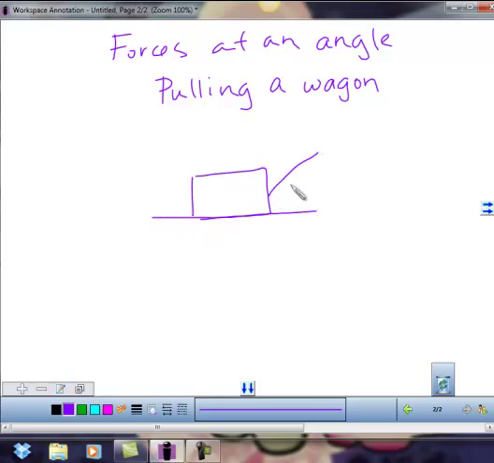And anytime you pull a wagon, you have a handle, and that handle is pulling up and to either the right or the left. So we still have our normal four forces. We still have our force of weight that is down, and that's mass times gravity. And then we also still have our frictional force, which is working in the opposite direction. And then we also still have our normal force, which is the surface pressing up.